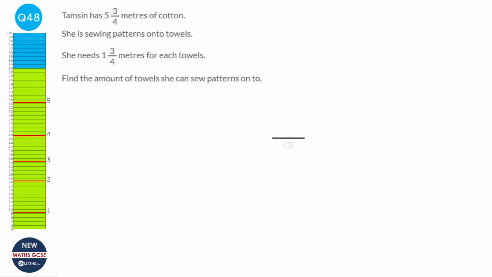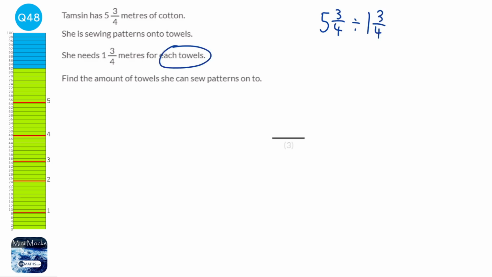So this question is asking us really to divide the 5 3/4 by 1 3/4. So we're going to do 5 3/4 divided by 1 3/4, because we're finding out how many of these towels, which are 1 3/4 meters, can be made when the total amount of cotton is 5 3/4.